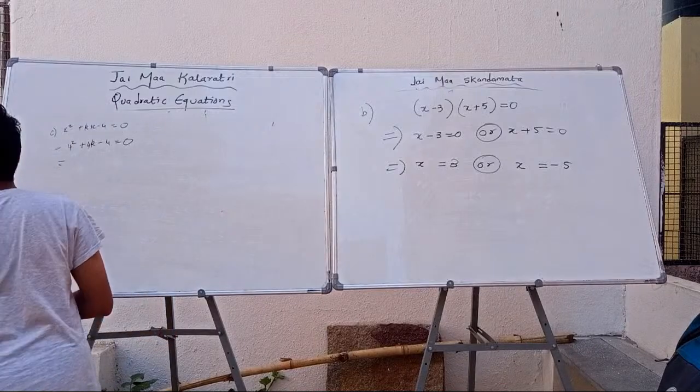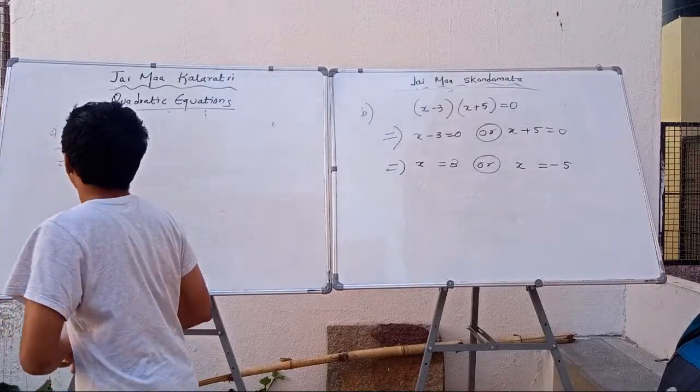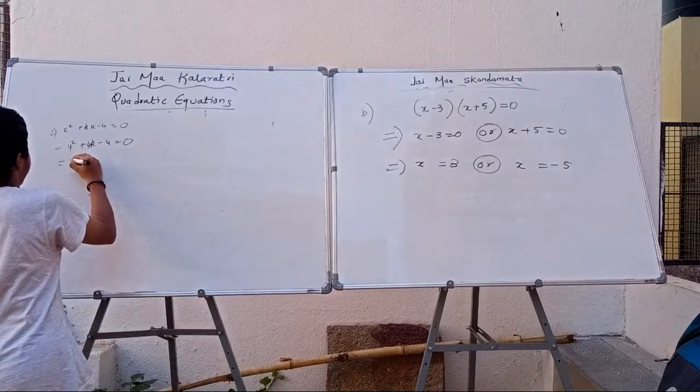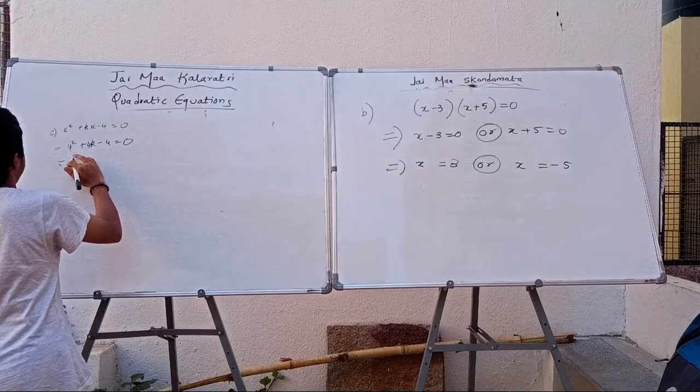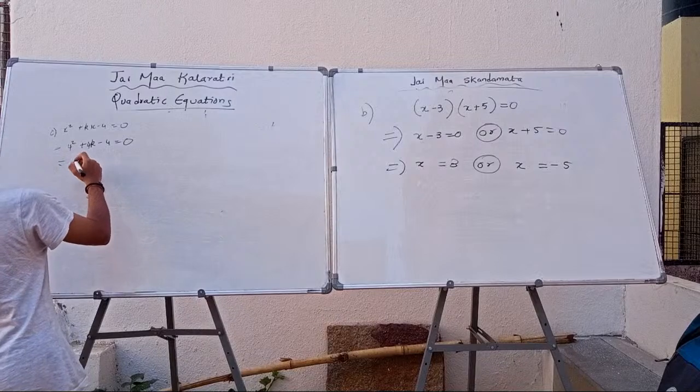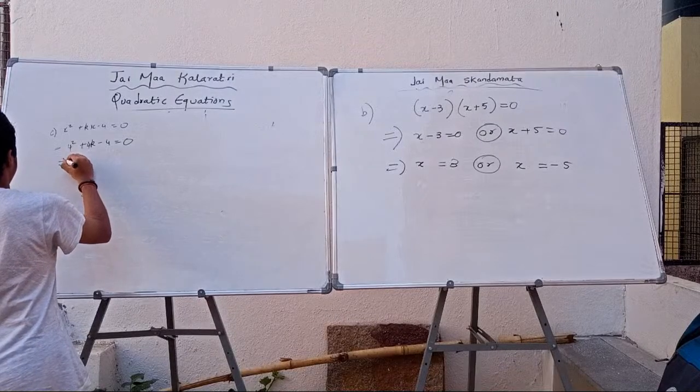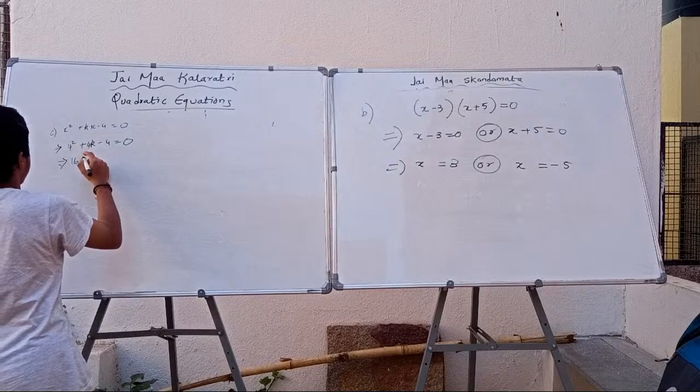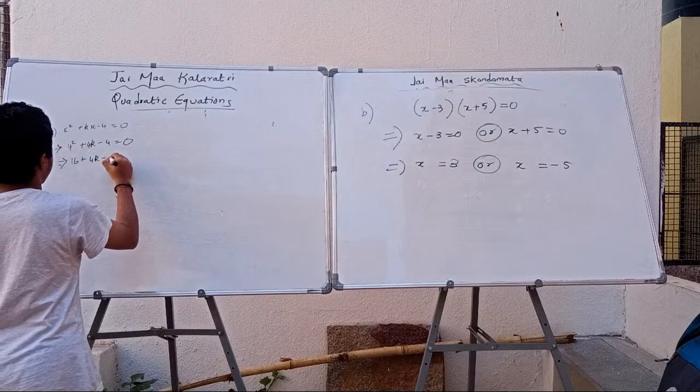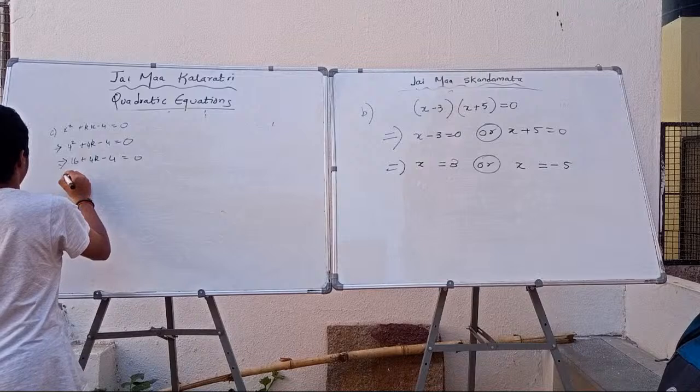Substitute whatever values you have substituted. Just solve it further. 4 square is? What is 4 square? Implies. Yeah, okay. Plus 4k minus 4 is equal to 0. Find the value of k.